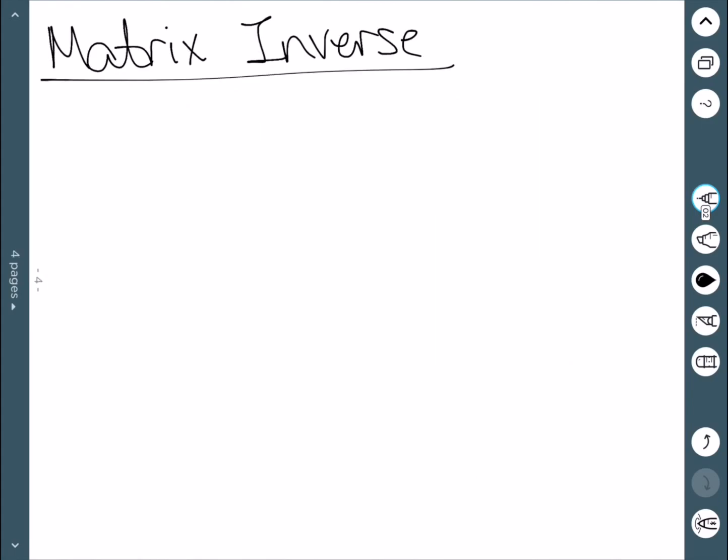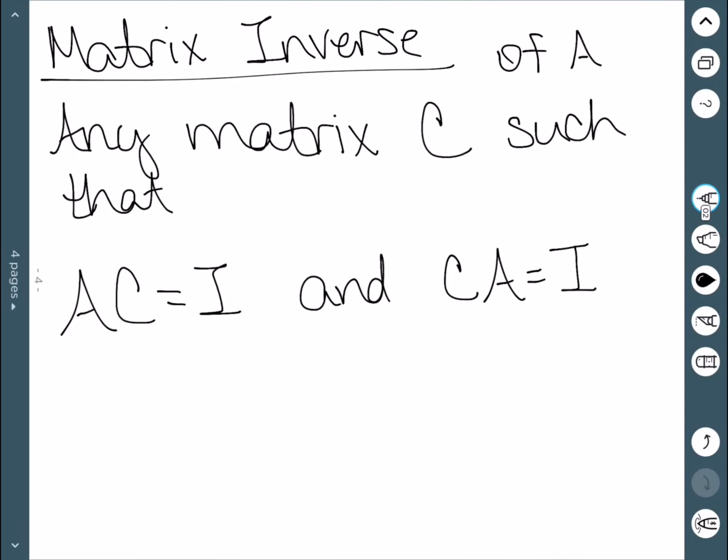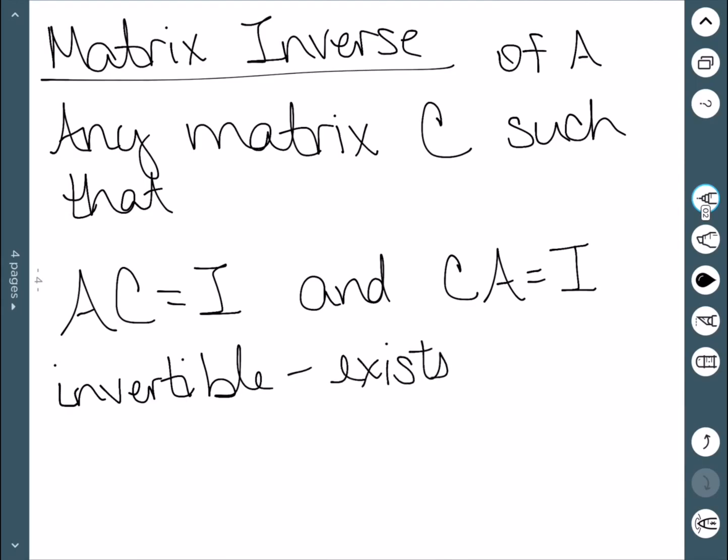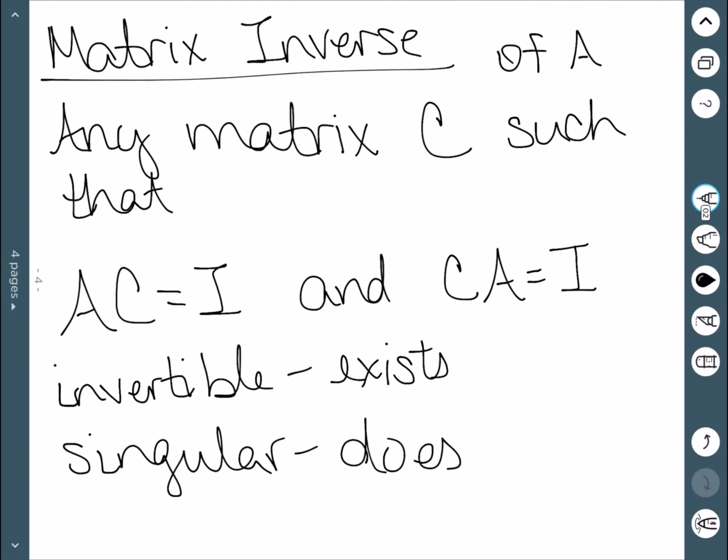We'll now actually define a matrix inverse. The matrix inverse of a matrix A is any matrix C such that AC is equal to I and CA is equal to I. If the inverse of a matrix exists, we call it invertible. So invertible just means it exists. It is possible that it doesn't exist, in which case we call it singular. So singular means that this inverse doesn't exist.